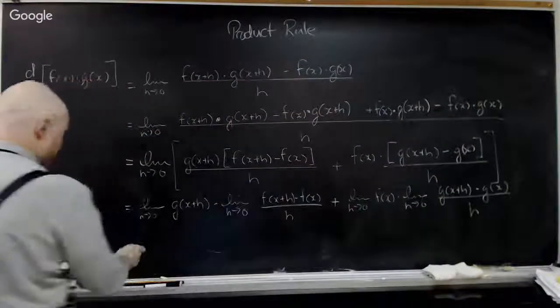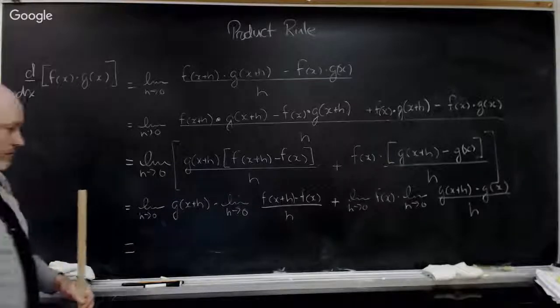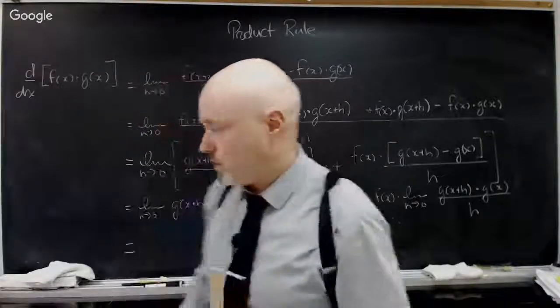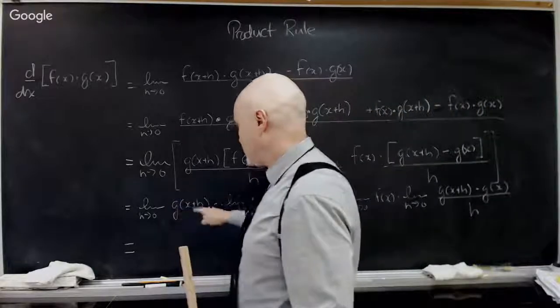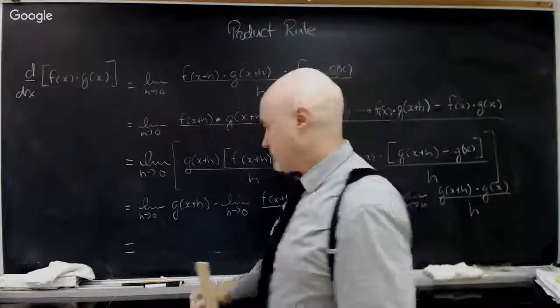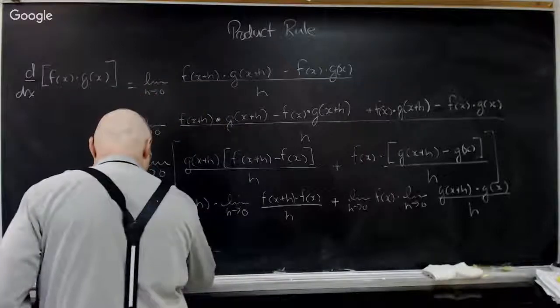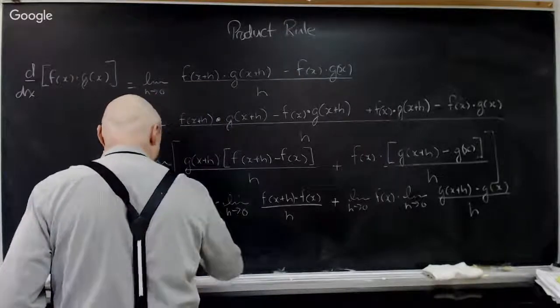Look, I think it's safe. Children, we've made a safe place in the earth. We can now put our limits into this. So the limit of h as h goes to 0 of g at x plus h is g at x.